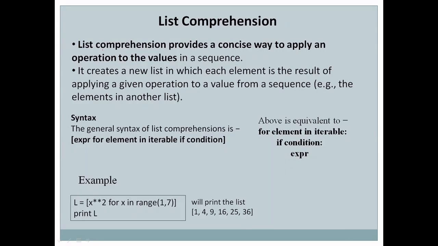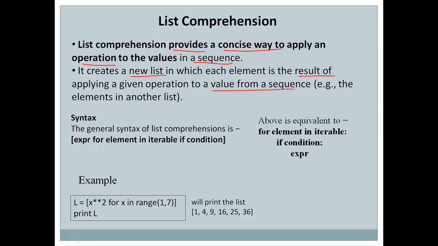List comprehension provides a concise way to apply an operation to the values in a sequence. It creates a new list in which each element is the result of applying a given operation to values from a sequence. For example, elements in another list.